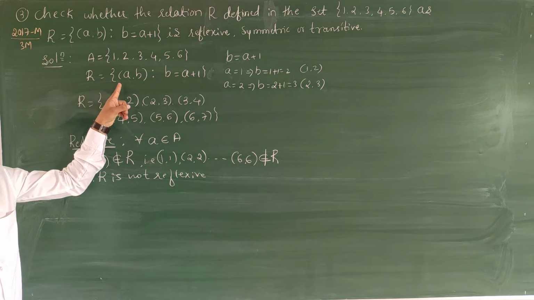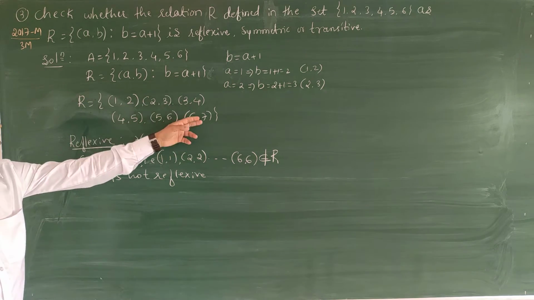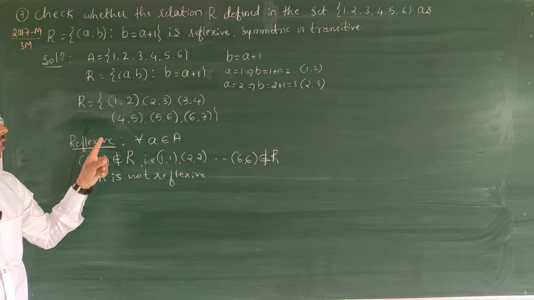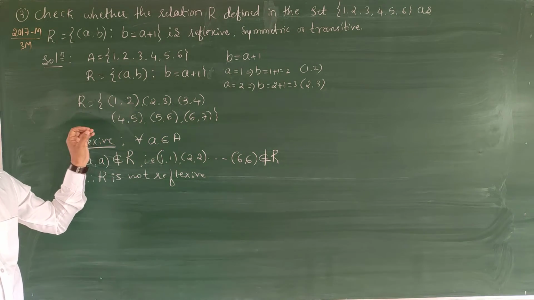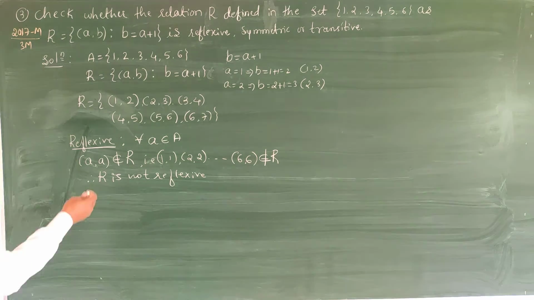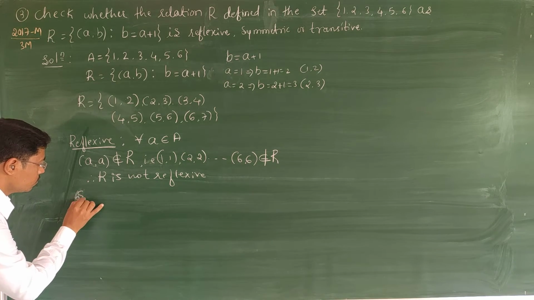R is not reflexive. So we have clearly picturized the relation R; we have written the possible ordered pairs here. By seeing these ordered pairs of the relation R directly, we can decide the reflexive, symmetric and transitive relations. Okay, so this is not reflexive. Next, symmetric.